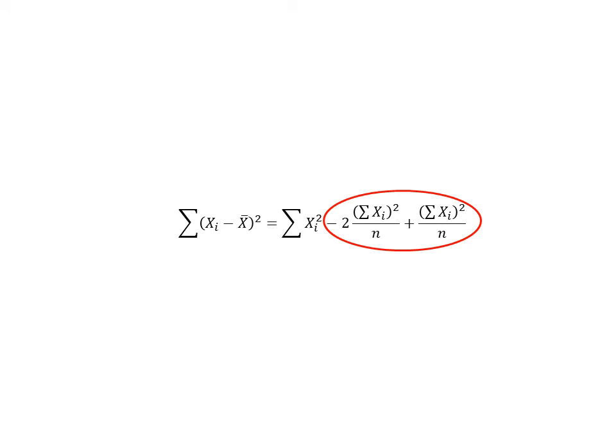Now notice the final two terms. Negative 2 times the sum of x quantity squared divided by n plus the sum of x quantity squared divided by n. These can be added together, resulting in minus the sum of x quantity squared divided by n. The final result, sum of x squared minus sum of x quantity squared divided by n, is the computational formula for the sum of squares.